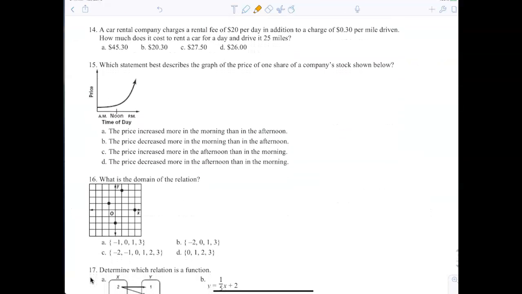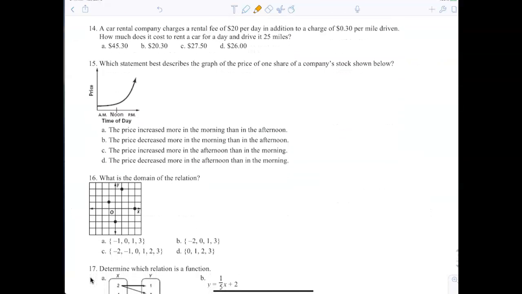Number 14. It says a car rental company charges a rental fee of $20 per day in addition to 30 cents per mile. How much does it cost to rent a car for a day that drives 25 miles? So it would be $20 plus 30 cents per mile. Do I agree with that? And 25 times 0.3 is $7.50, right? So that total is $27.50, which I believe is C.